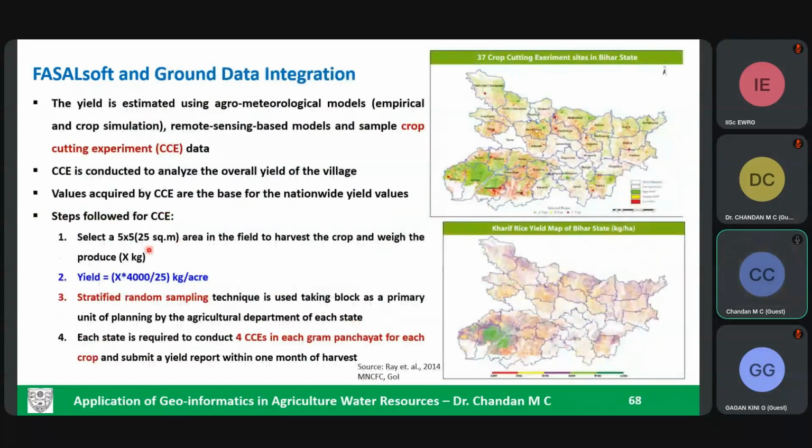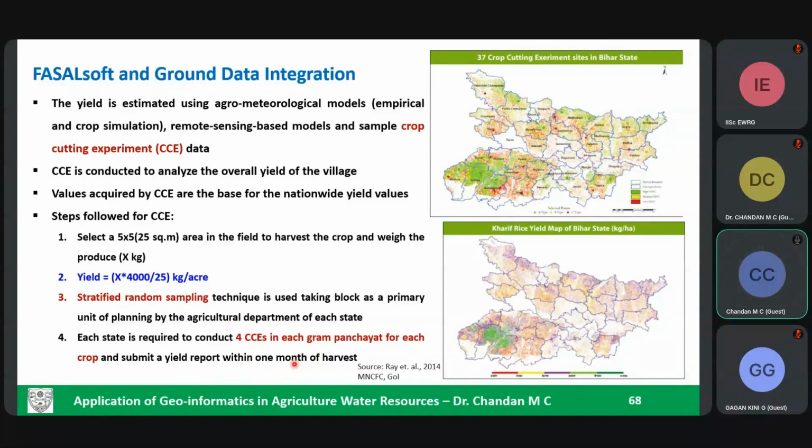And another significant experiment is the crop cutting experiment, where you take a 5x5 sample crop area and cut the crop, which is in the harvesting stage, and you estimate the yield per acre. And this can be executed in various parts of a village, I mean, some 4 or 5 different places.